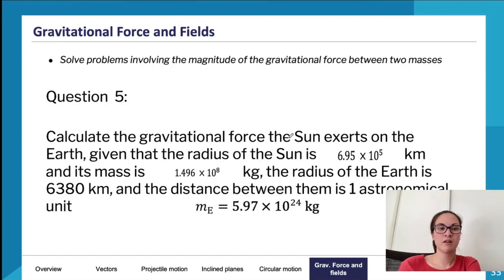So now we're going to get started on this question. So this covers the criteria to solve problems involving the magnitude of gravitational force between two masses. In the past exams I've seen, they tend to have at least one of these in part 2 of the exam. So make sure you know this content pretty well.